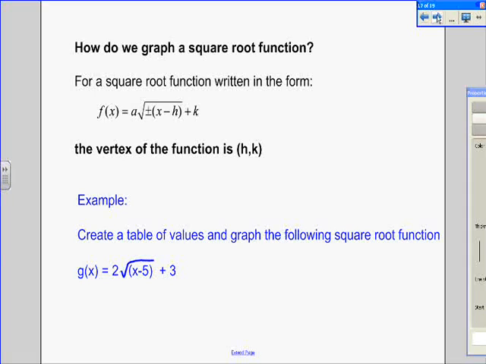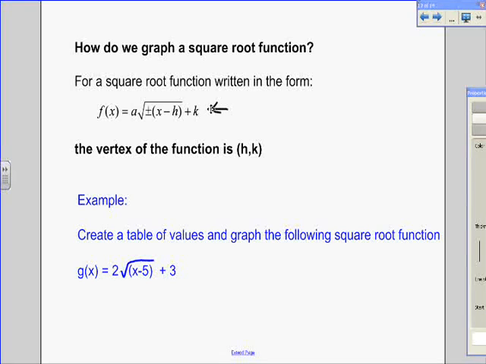So how do we graph a square root function? Now that we have an idea of what happens whenever we have different values in our standard form, we have to make sure, first of all, that it is written in this format. So we want to do a little bit of rearranging to make sure it is in that format. And if it is written in that way, then the vertex of our function is actually simply h and k. So we actually know automatically where we should start with our function.